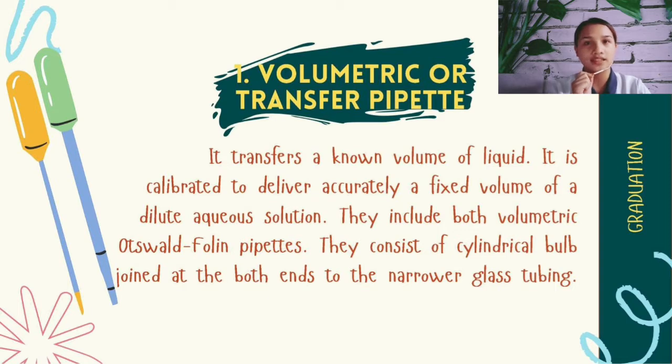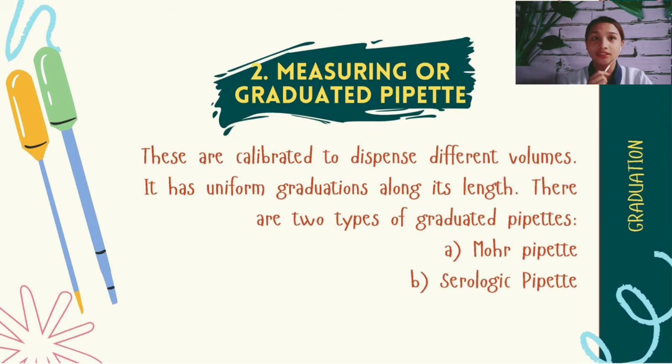Volumetric pipettes are designed to very accurately transfer a specific amount of solution. Volumetric pipettes are commonly used in analytical chemistry to make laboratory solutions from a base stock as well as to prepare solutions for titration. Second, measuring or graduated pipette.